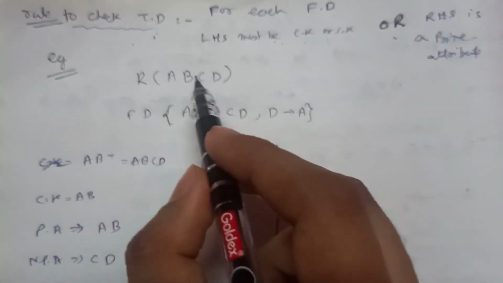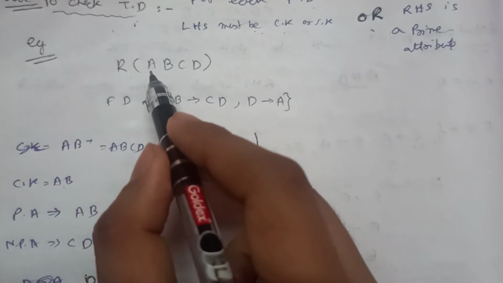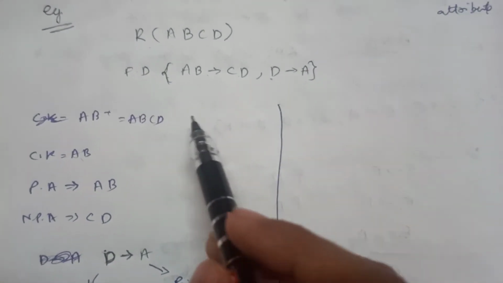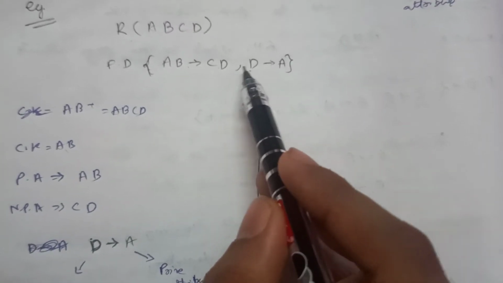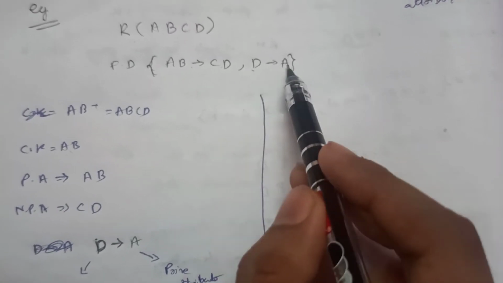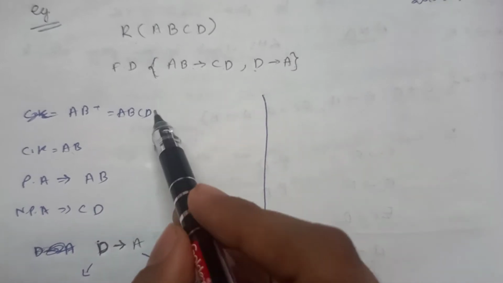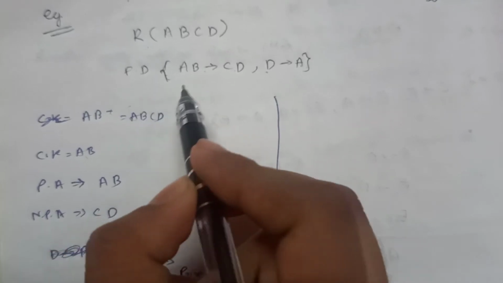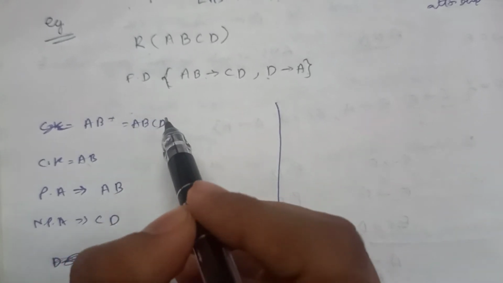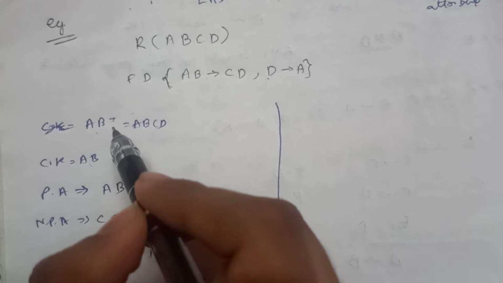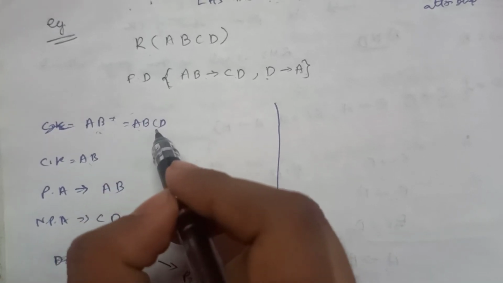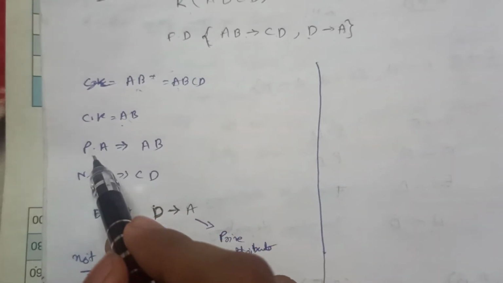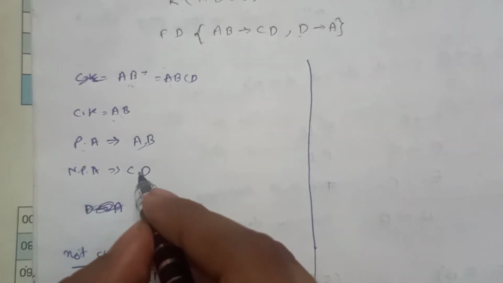Let's check it with an example. There is a table with attributes A, B, C, D, and functional dependencies AB defining CD, and D defining A. Which attribute do we not have on the right hand side? We do not have B on the right hand side. So the candidate key must contain B along with something else, because B's closure will only give us B. Let's check AB's closure. AB's closure gives us all the attributes A, B, C, D. So AB is our candidate key, our prime attributes are A and B, and the non-prime attributes are C and D.